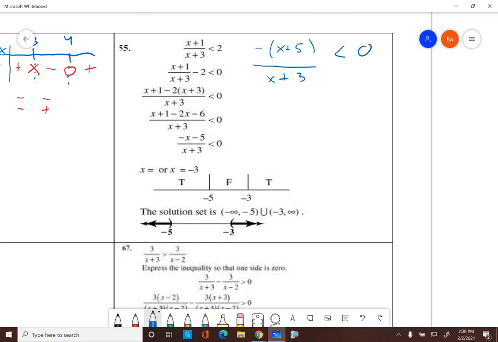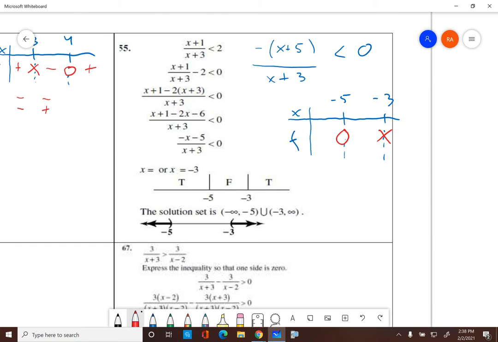And I want to know when is that negative? So I'm going to do a little sign chart here. Start out with my little number line. So -5, -3, and the function value. Okay, so let's see. This function equals 0 at -5 and doesn't exist. It's got a vertical asymptote at -3.